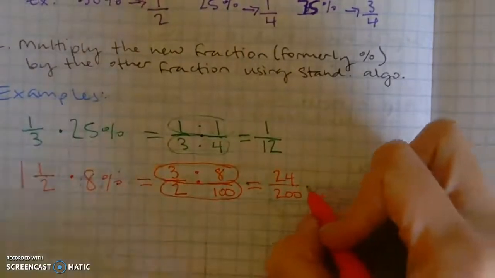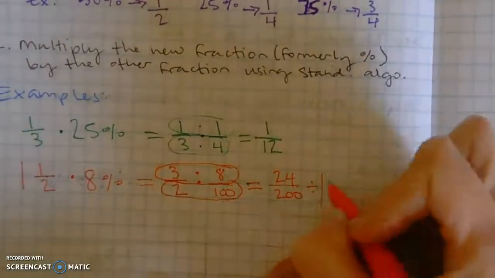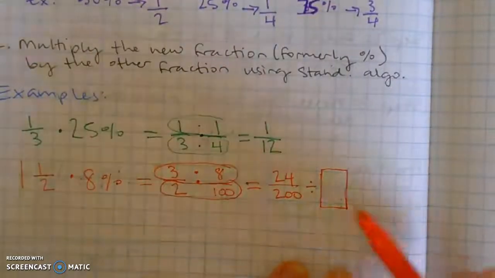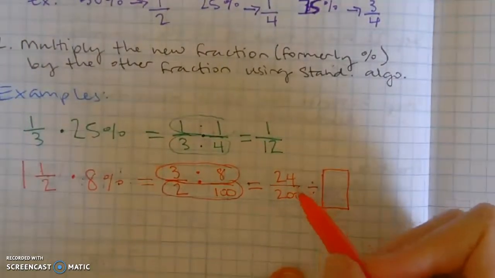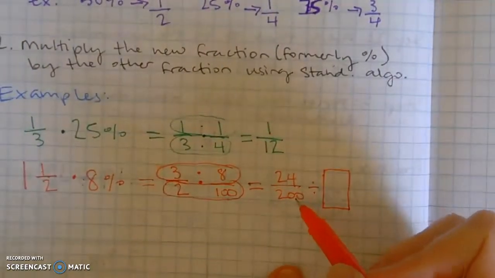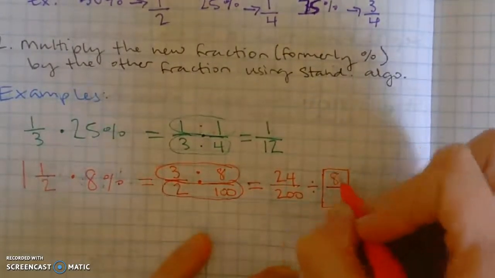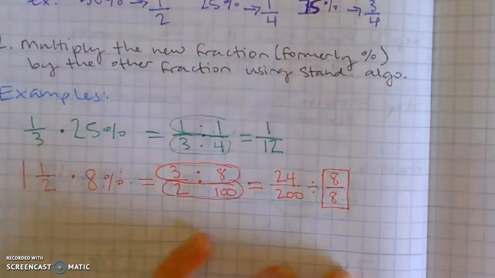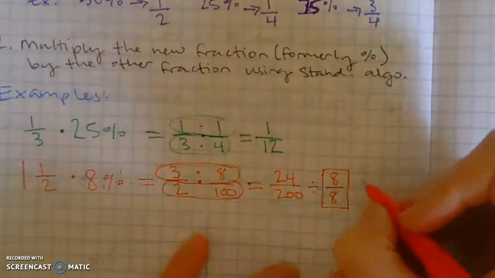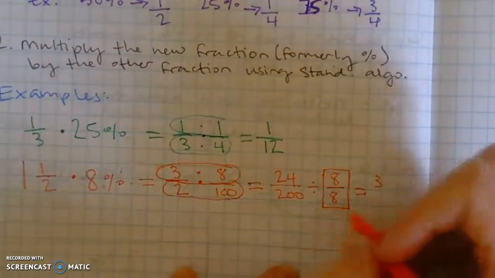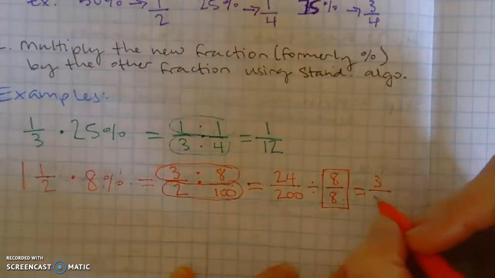So I'm going to reduce it or divide it by the giant 1. And I know that this is divisible by 4 and this is 4. And I have a feeling I could do 8. So I already tried 8, but I'm going to do 8 anyway. And so you can kind of guess and check here. But 24 divided by 8 is 3. And 200 divided by 8 is 25.